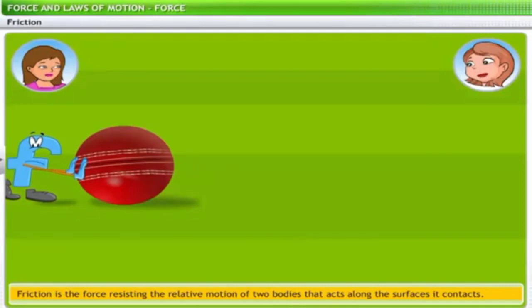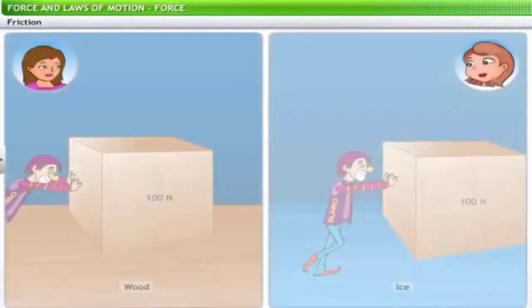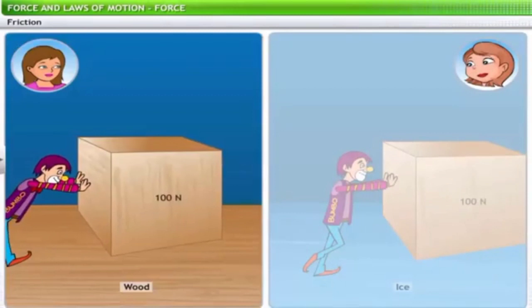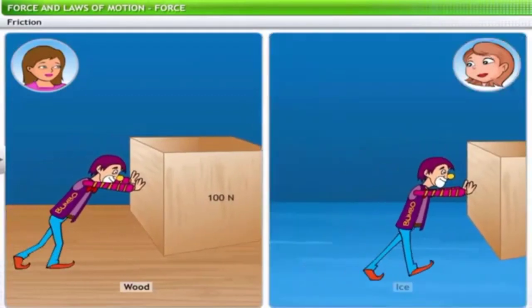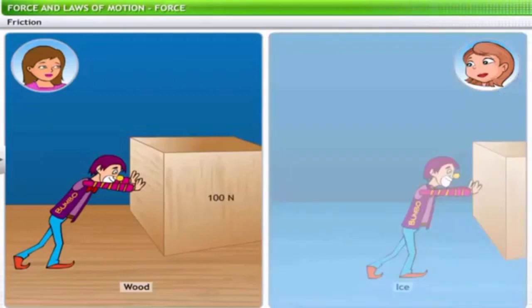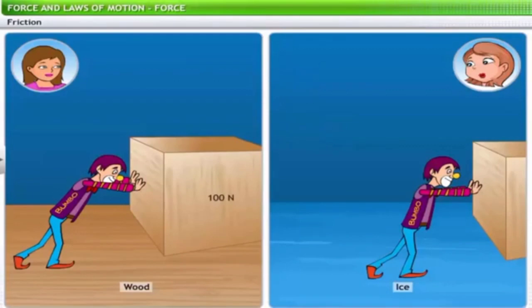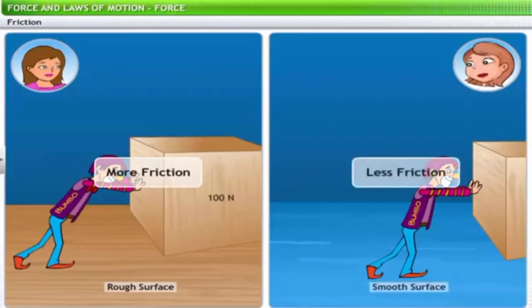Is friction the same on all surfaces? That's a good question. Look at this. It needed a lot of force to push the block in the first case. And yet, in both the cases, it is the same block. So was it the type of surface that made the difference? Yes, rough surfaces offer more friction, while smooth surfaces offer minimal friction.